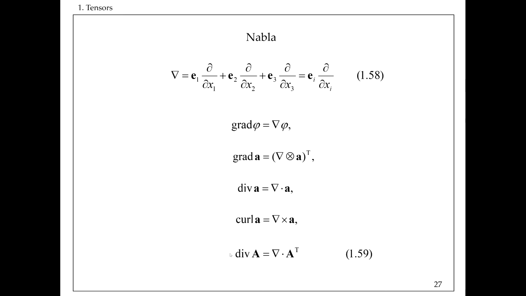So if you write divergence A equal to Nabla dot A transpose, that will always be correct. Again, you will see that in many cases the transpose is dropped, and that can be done only for a certain case when A is indeed symmetric.